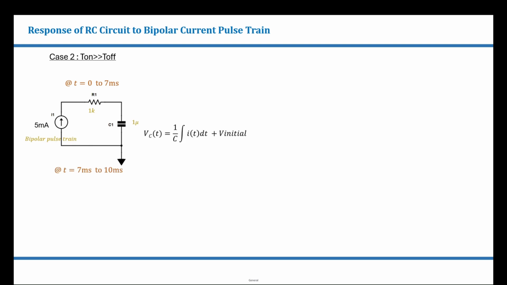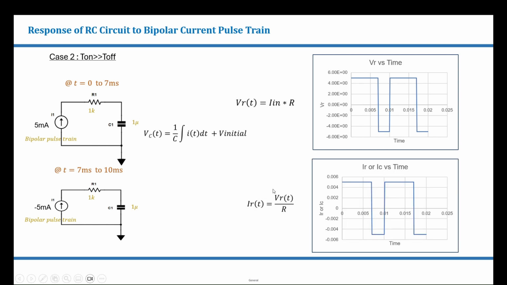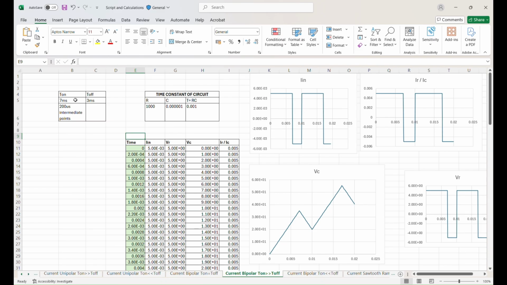Let's look at the voltage across the resistor and the current flowing through the circuit. The voltage across the resistor can be calculated using I in into R and this is how the graph looks, and the current flowing through the circuit is calculated as follows. The on time is 7 milliseconds and the off time, when the input current is minus 5 milliampere, can be considered as T1 and T2 as well. It is 3 milliseconds. This is the input current that we are feeding to the RC circuit and this is how the voltage across the capacitor looks, the voltage across the resistor, and the current flowing through the circuit. These values are calculated using the same equation that we discussed when the case is T on much greater than T off.